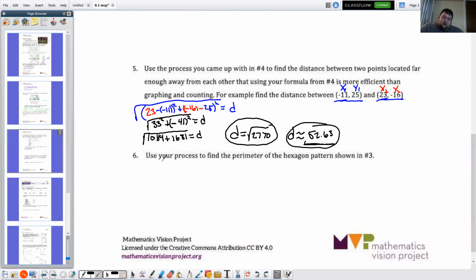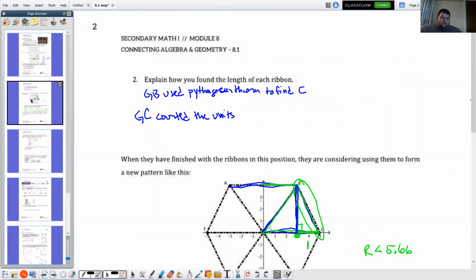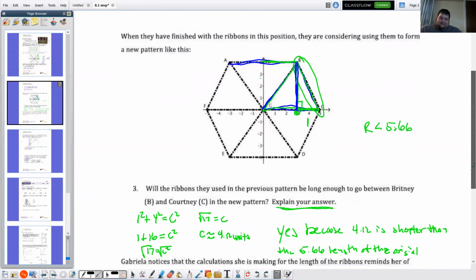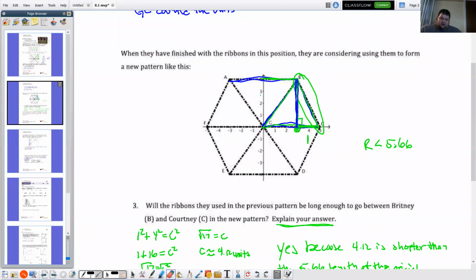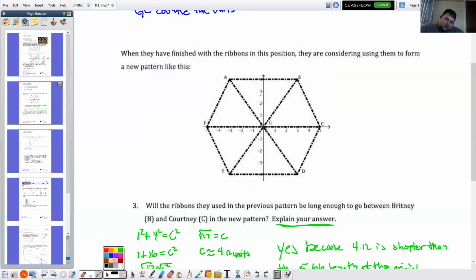Okay, so use your process to find the perimeter of the hexagon pattern shown in number 3. If we go back here to number 3, this hexagon right here. Let's clean it up so we can see what we're doing again. We need to find the perimeter around the circumference of it, all the way around the outside right here.